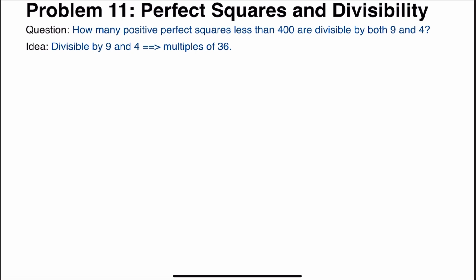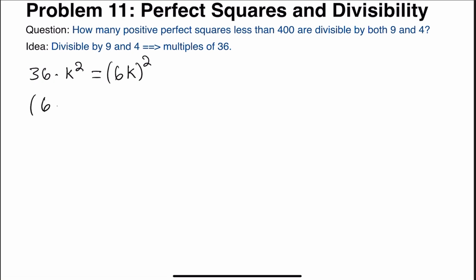If a perfect square is a multiple of 36, write it as 36 times k squared, which equals 6k squared. So we're looking at squares of multiples of 6. So we're going to list those squares under 400 here.